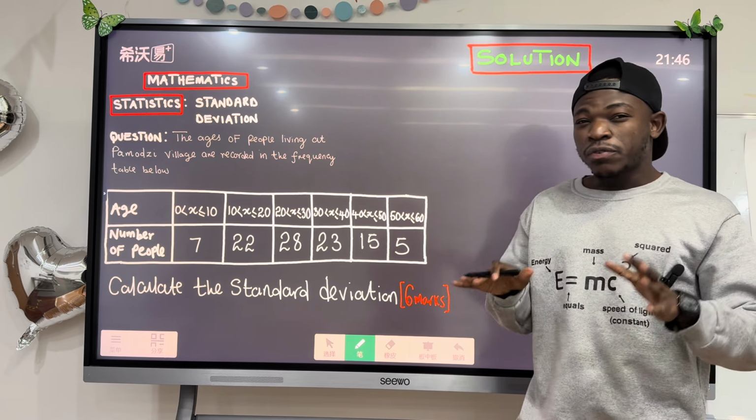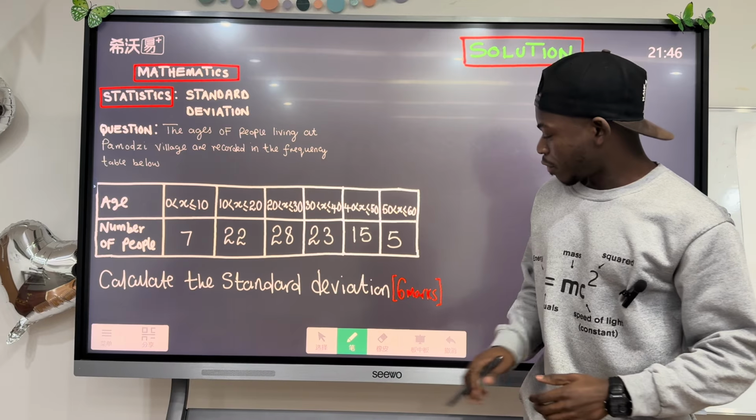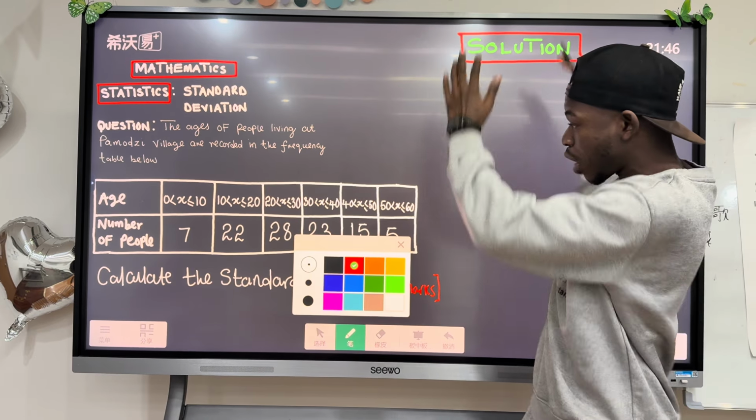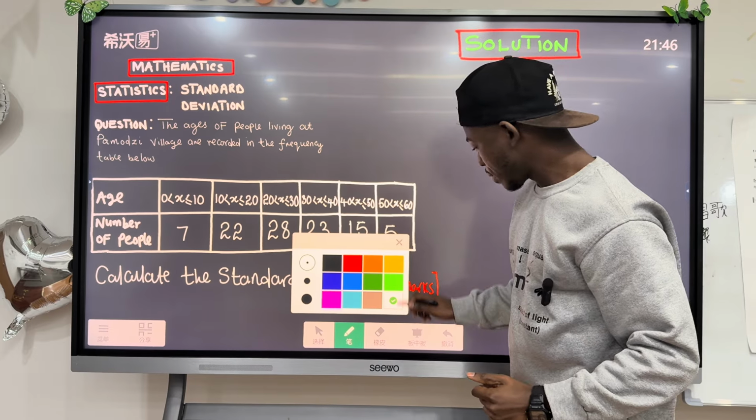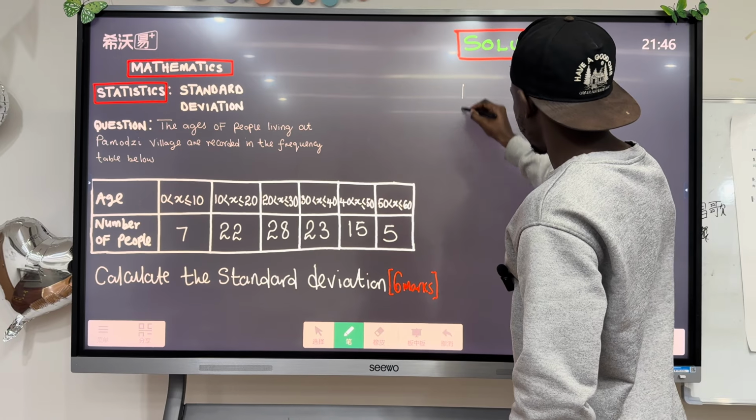So our task is to find the standard deviation here. First of all, let's draw up the table. Before anything else, let's draw up the table. So, solution: we draw up the table.